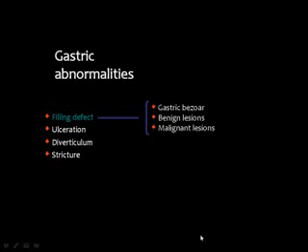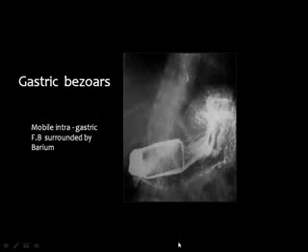The gastric filling defects will include benign lesions and malignant lesions. Added to them the gastric foreign bodies. And the gastric foreign bodies are known as gastric bezoars, and they differ according to the type of the foreign body. And this is the foreign body in the stomach, and you can see the appearance. Can you predict this foreign body, the nature of it?